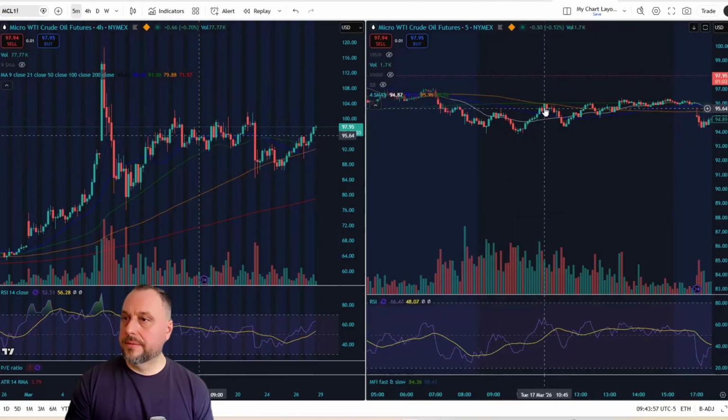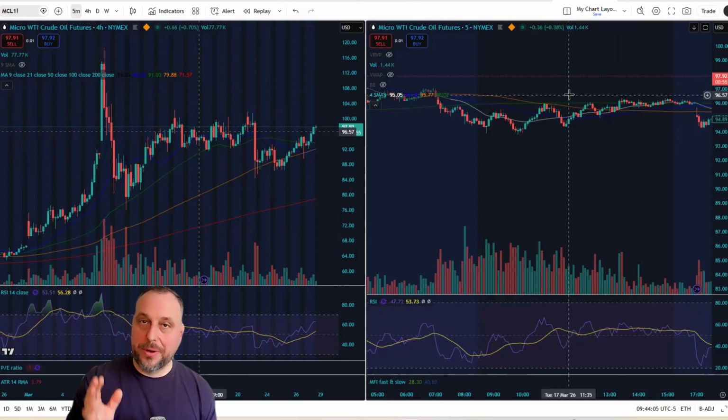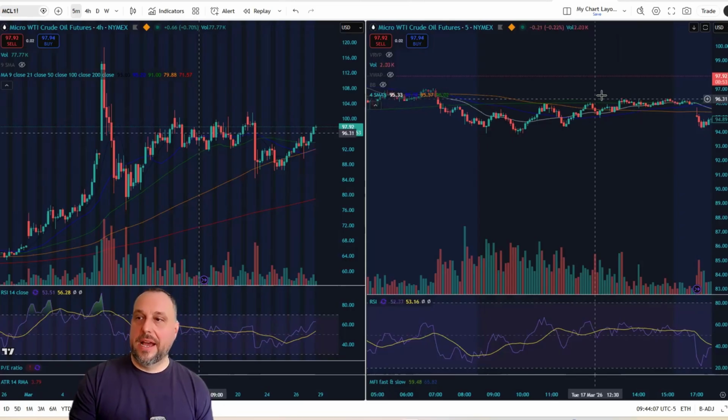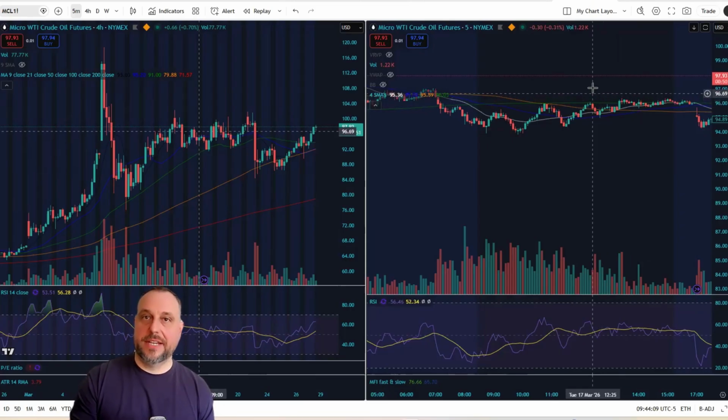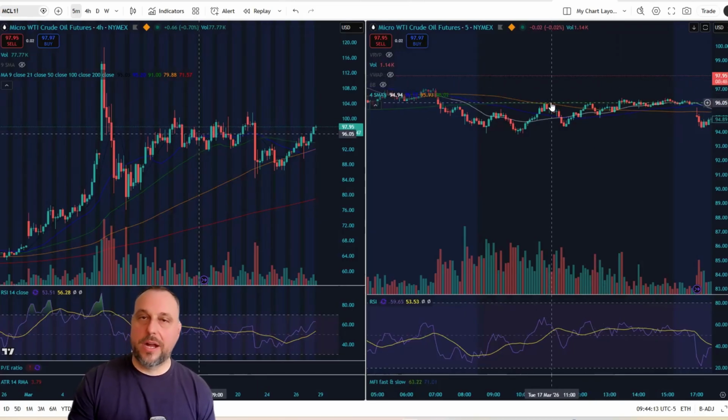Yeah. So it didn't break through the green. It bounced off the green. You can see how it's respecting that green line. I'm going to be perfectly honest with you. In any day trading type of strategy that I've ever tried to develop, I've never watched the 200 period moving average on the 5 minute chart.